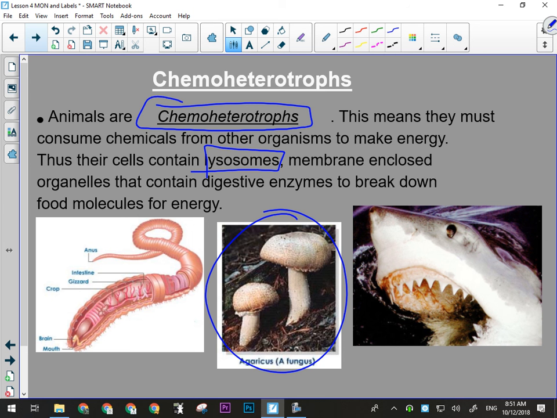They can hold the digestive enzymes without being broken themselves, with a special membrane for that, and that is where digestion occurs. So food particles that are taken in by the cell will eventually find their way to a lysosome where they will be digested into simpler compounds that can be used by the cell. So lysosomes are membrane-enclosed organelles that contain digestive enzymes. All right, questions there?